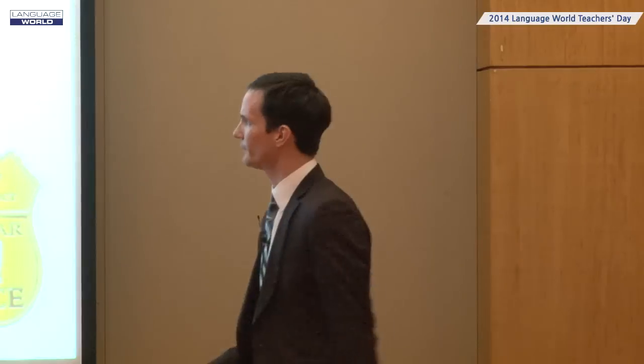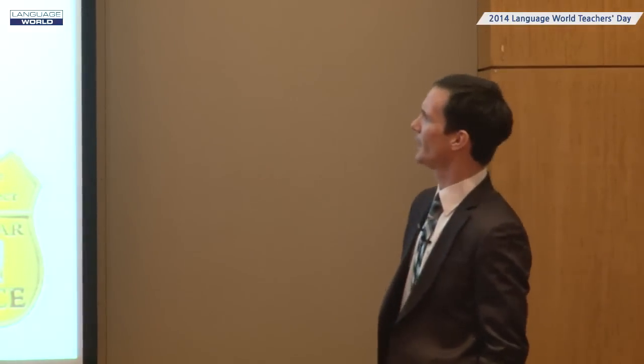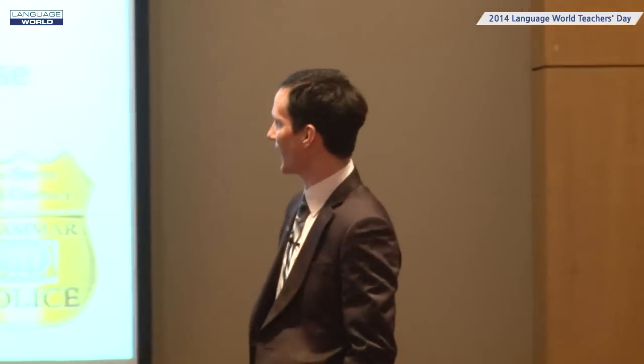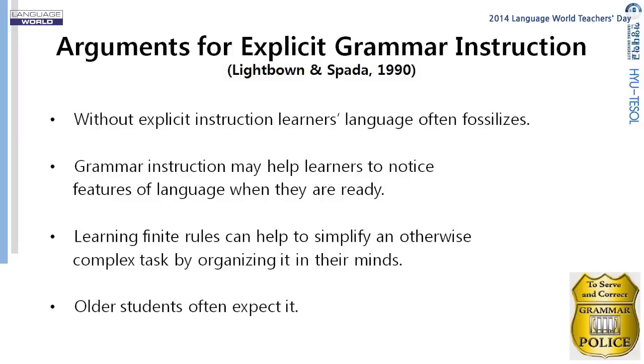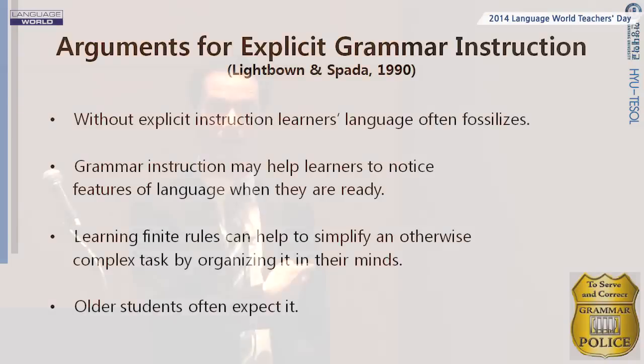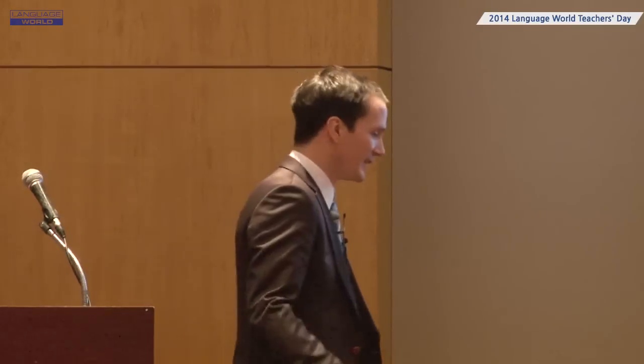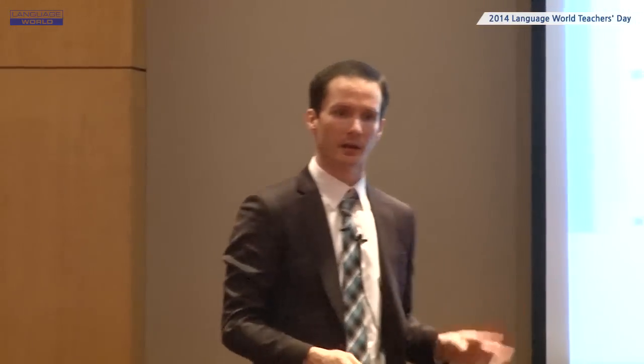So yeah, learning finite rules can help us simplify an otherwise complex task by organizing it. So it can help that way. And then the last point I'll mention here is older learners expect it. And that's what we said a little bit before. Older learners oftentimes expect to get the explicit grammar. So in some ways, you've got to meet them maybe halfway. Give them a little bit of what they expect, but give them the other stuff that I do argue they need, not just what they expect.